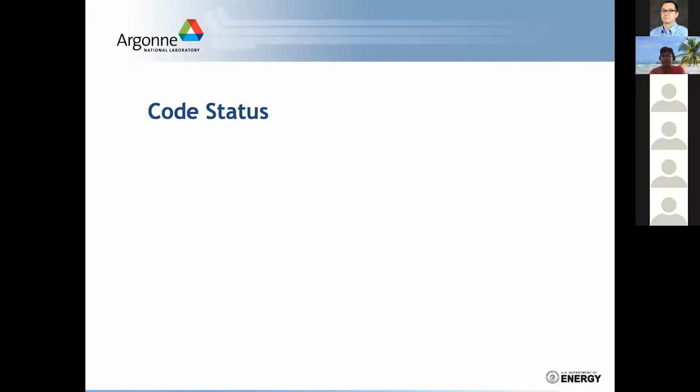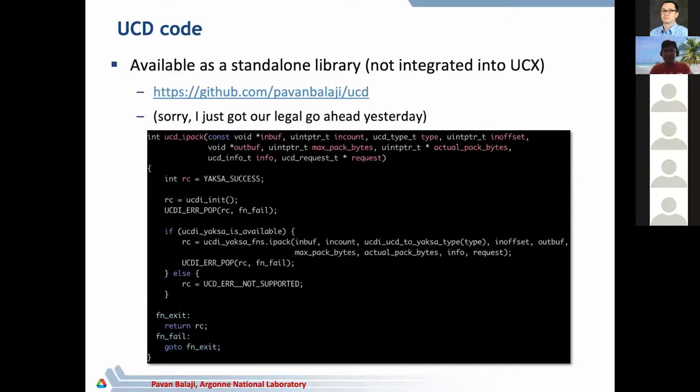Okay, code status of UCD. I apologize, I put up a private, personal URL over there for the Yaxa code. The reason is that I just got the legal go-ahead less than 24 hours ago. Late last evening, I got the legal go-ahead to make it public. So now we can talk about it. It's in this private repo, but I intend to move it to the UCC org, I think. I have to talk to Yossi or someone to figure out where to move the code. But it's there. People can take a look at it.